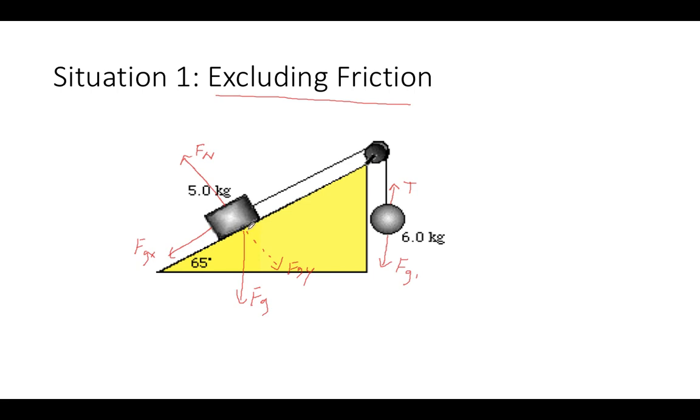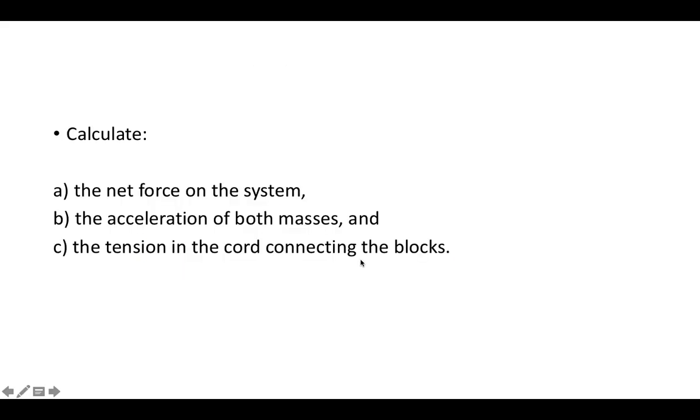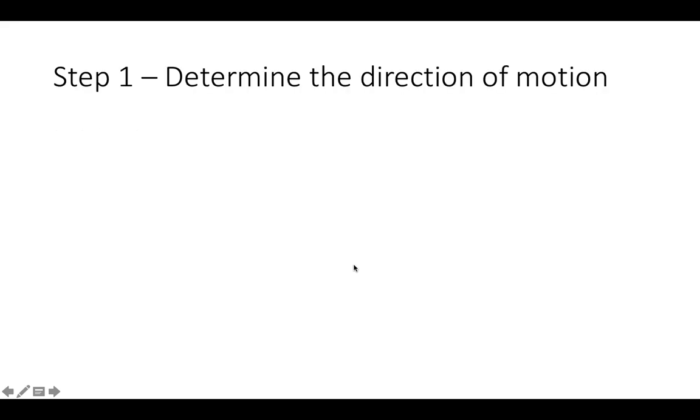The first thing that we need to do is figure out the direction of motion. Is the 5 kilogram block going to move down the inclined plane, or is the 6 kilogram block going to move down in this direction? We have to figure that out first. Then we're going to calculate the net force on the system, the acceleration of both masses, and the tension in the cord connecting the blocks.